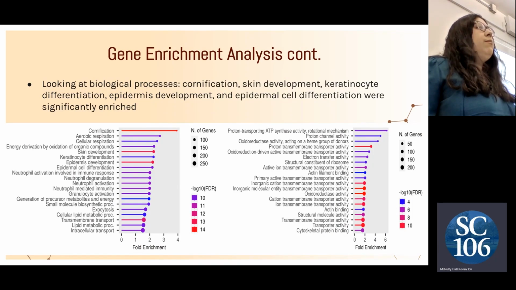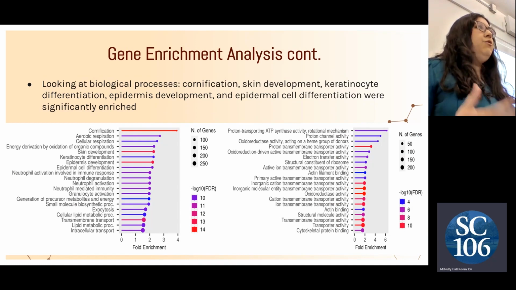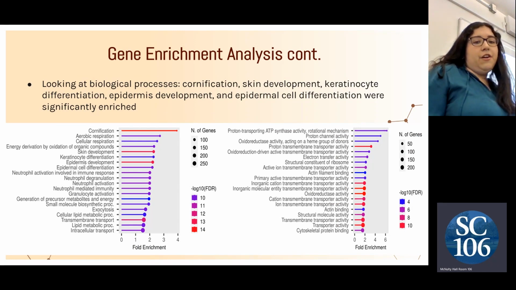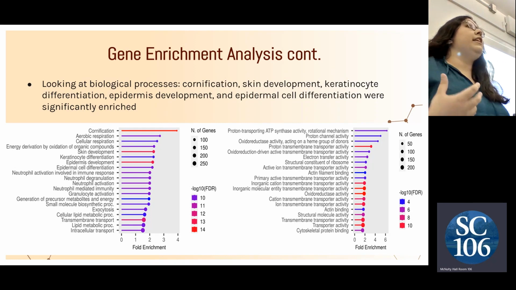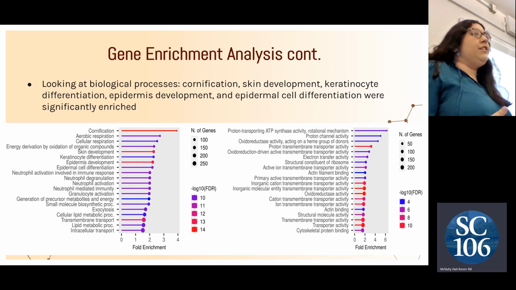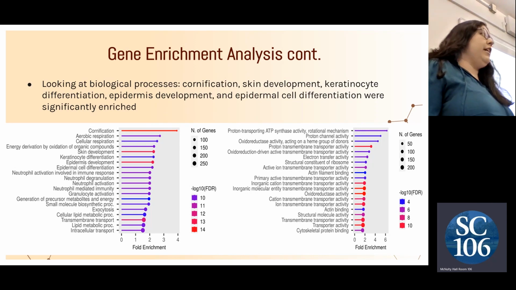Looking a little more into it, we put the rest of the data that we had into ShinyGO. This is basically software that's able to graphically represent our data. As you can see here, looking at our biological processes, some of the more significantly enriched ones were cornification, skin development, keratinocyte differentiation, epidermis development, and epidermal cell differentiation.